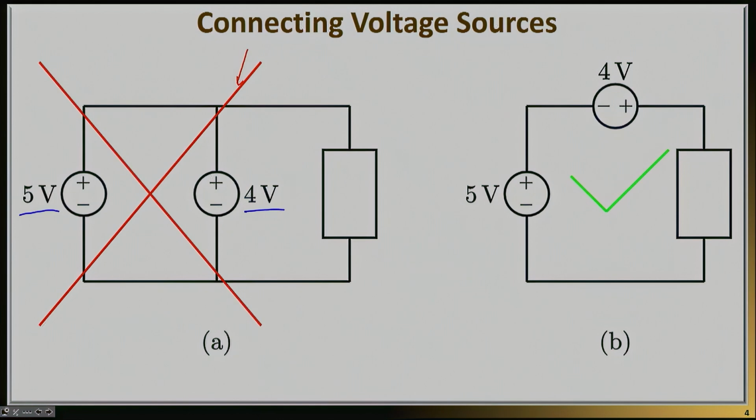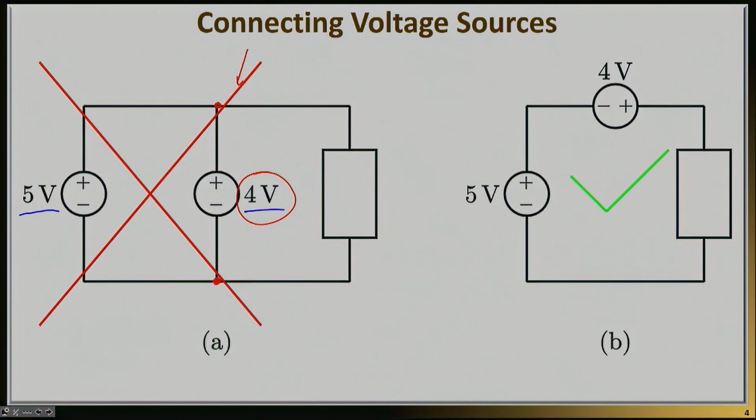Because you have to go back and think about what a voltage source is really trying to do. The 4-volt voltage source is an ideal voltage source that is going to do everything in its power to keep the voltage across its terminals equal to 4 volts no matter what. That's its job, to ensure a 4-volt voltage drop across its terminals.